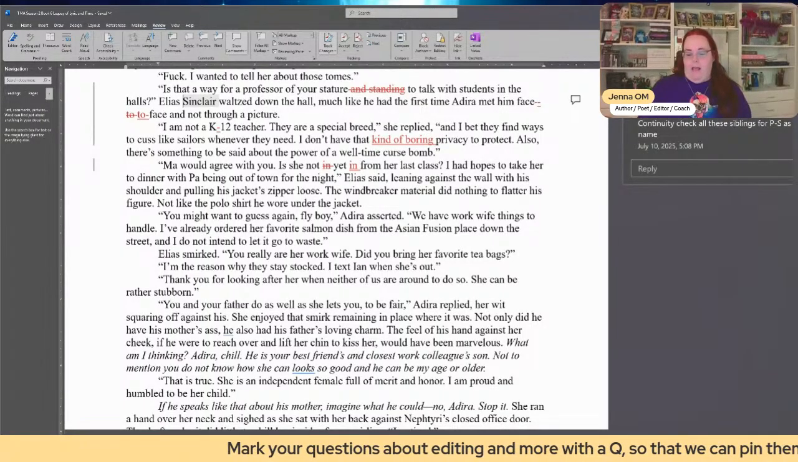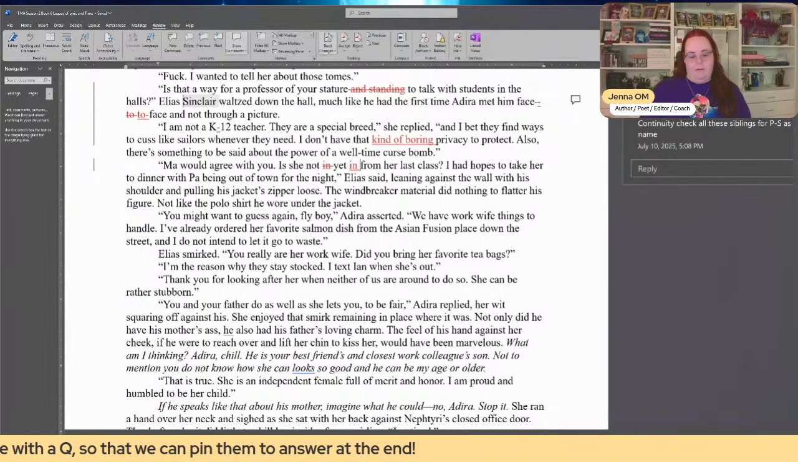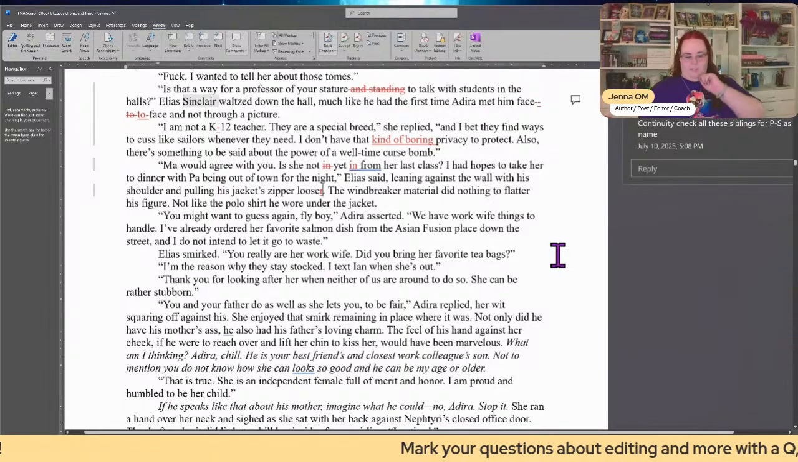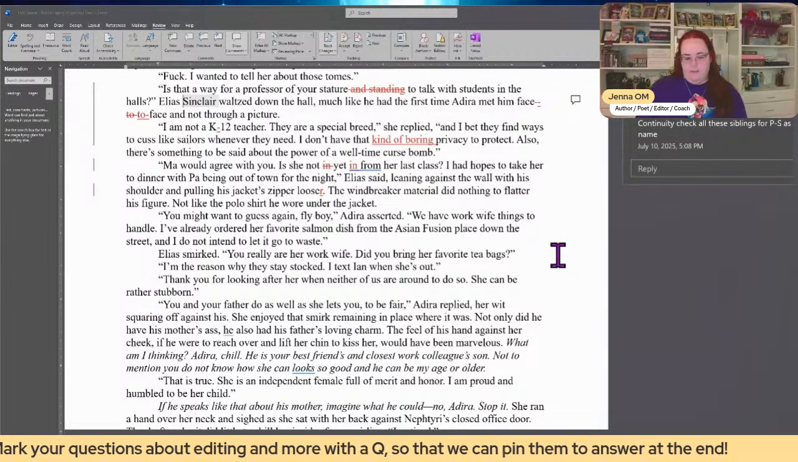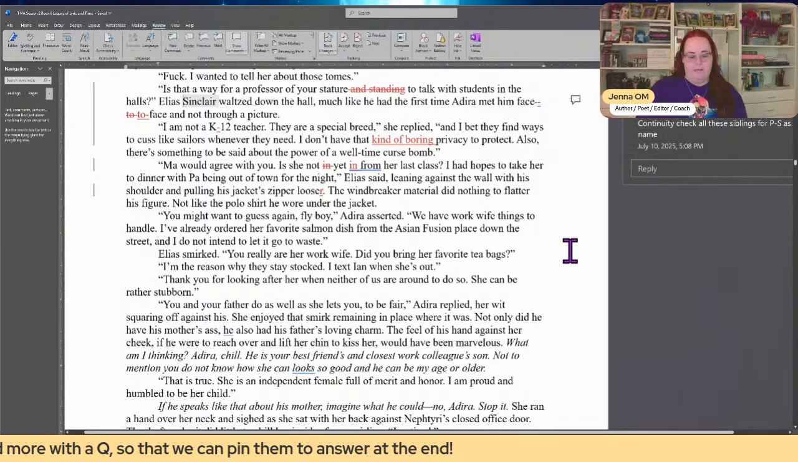Anyway, I had hopes to take her to dinner with Pa being out of town for the night, Elias said, leaning against the wall with his shoulder and pulling his jacket's zipper loose. Because I don't want him to take it all the way down. That R matters. It's like halfway. The windbreaker material did nothing to flatter his figure, not like the polo shirt he wore under the jacket. You might want to guess again, Flyboy.